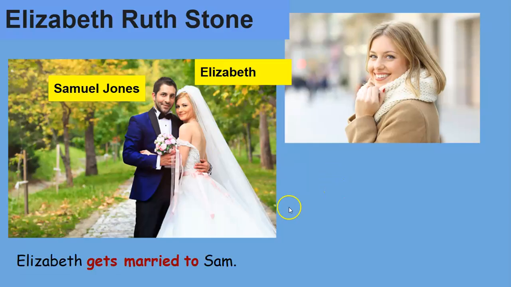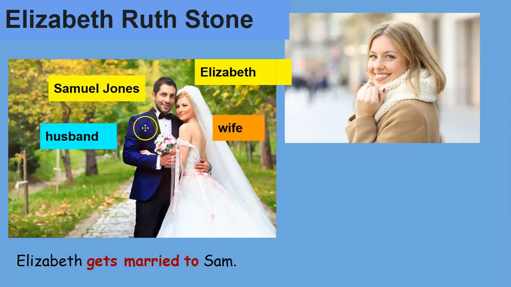Okay, Elizabeth gets married to Sam. Look at them. Elizabeth gets married to Sam. They become husband and wife. Samuel is the husband and Elizabeth is Samuel's wife. They become a couple, a husband and wife. So Elizabeth gets married to Sam.